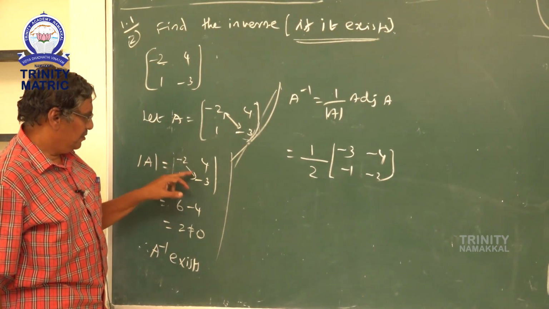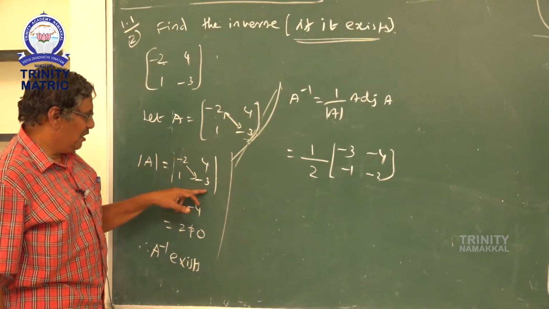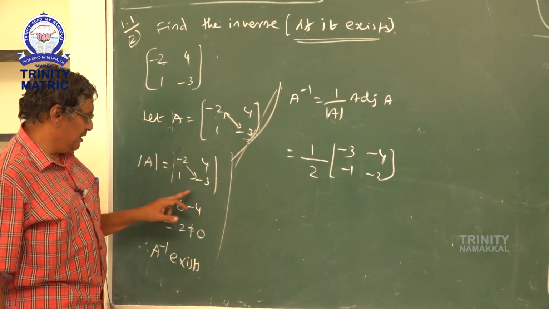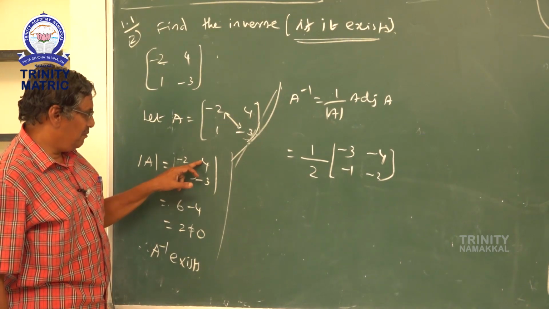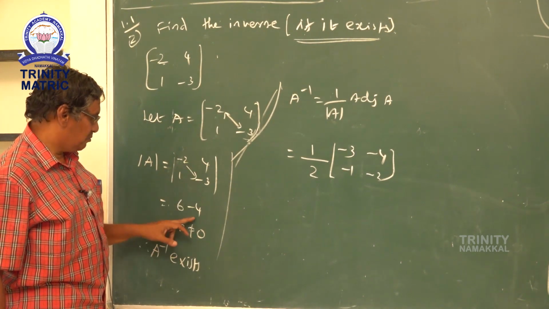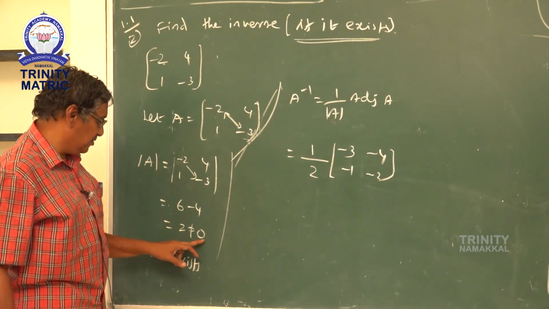You know how to find the determinant value. Coming down, energy is not wasted, so you put a plus sign. Already there is a minus 2, so minus times minus is plus. While climbing up, you are wasting your energy, so you put a negative sign. 1 times 4 gives 6 minus 4, that is 2, not equal to 0.